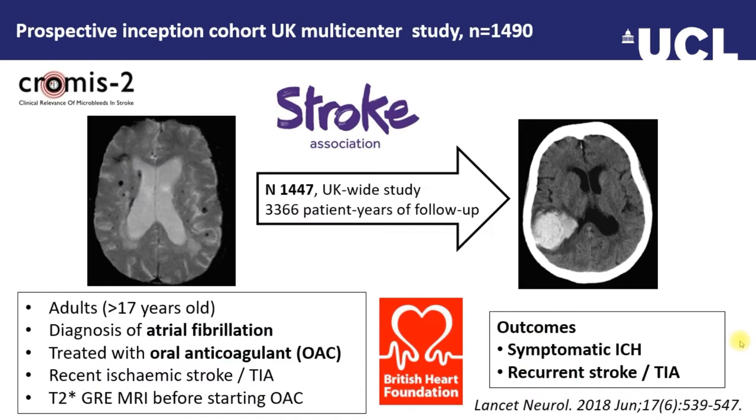So we undertook a prospective inception cohort study to look at this question, specifically in people with recent ischemic stroke or TIA with atrial fibrillation who were treated with oral anticoagulation. We had about 2 years of follow-up in each patient, making 3,366 patient years of follow-up. We followed people up for symptomatic intracranial hemorrhage and recurrent ischemic stroke or TIA.